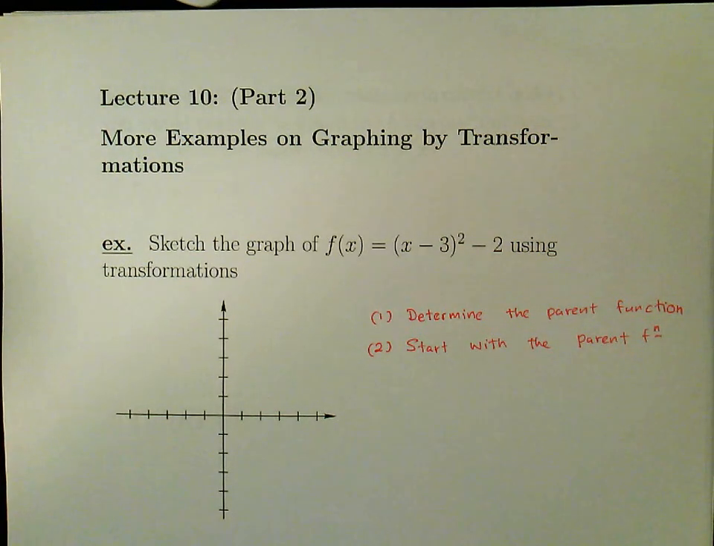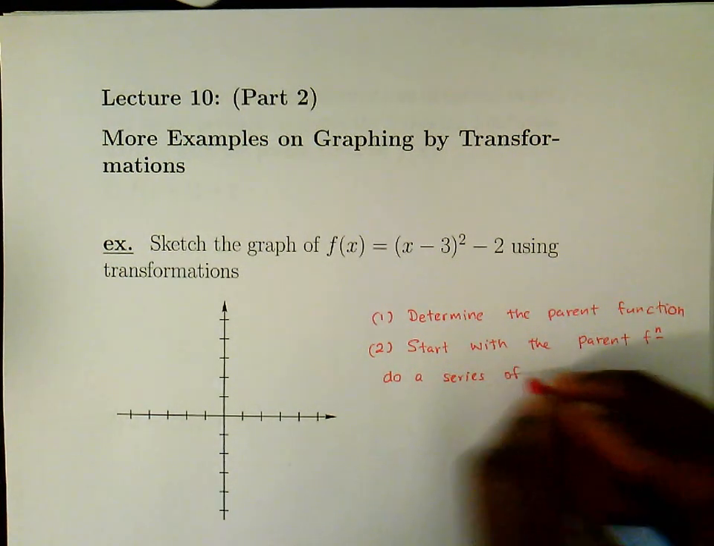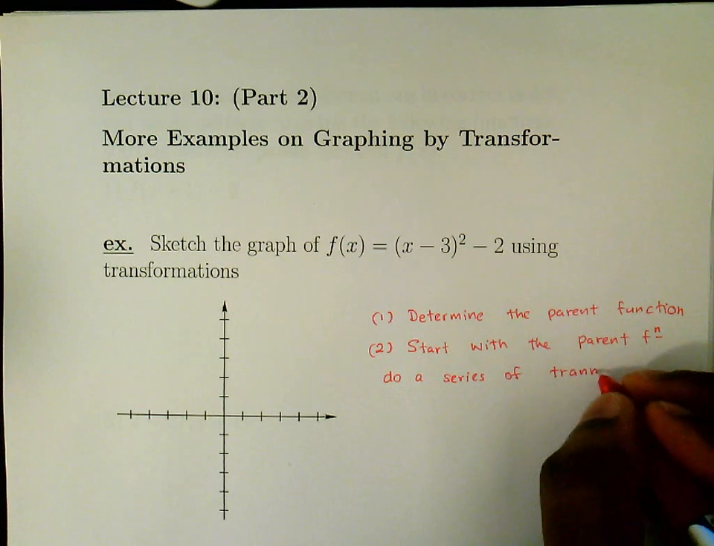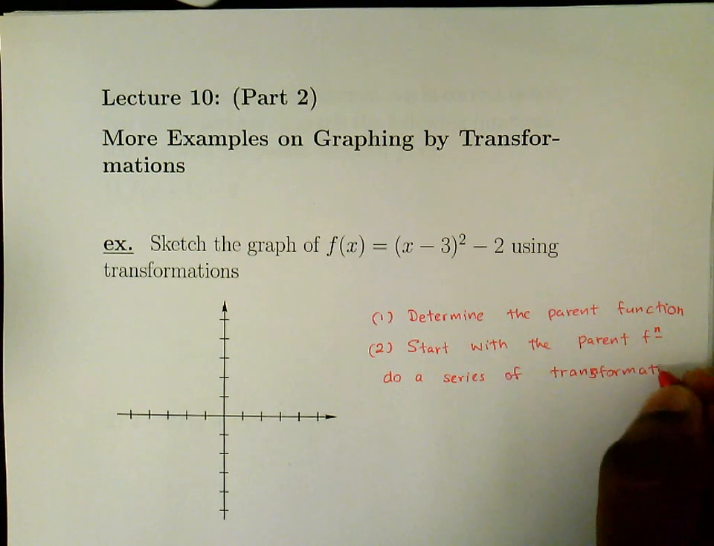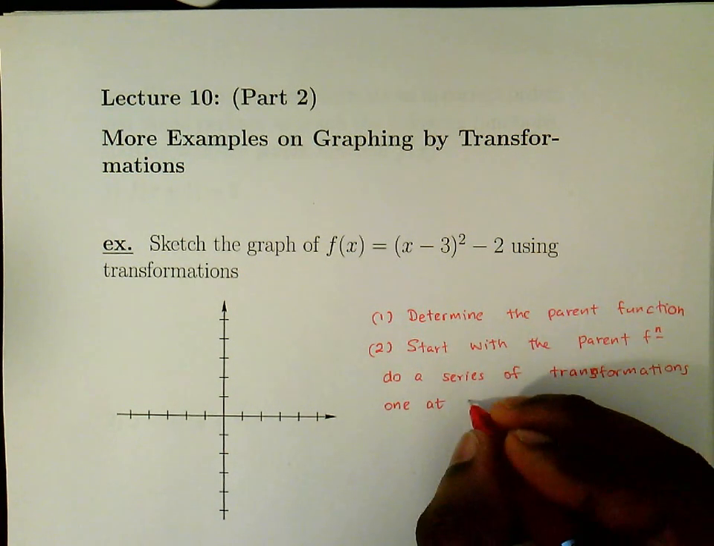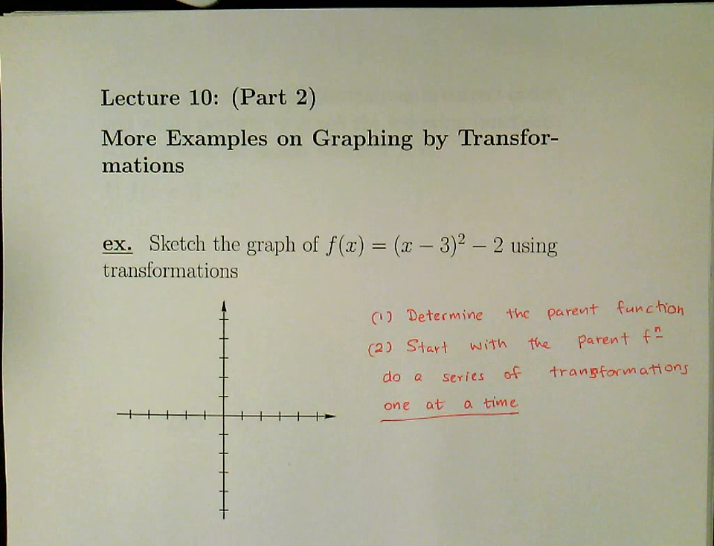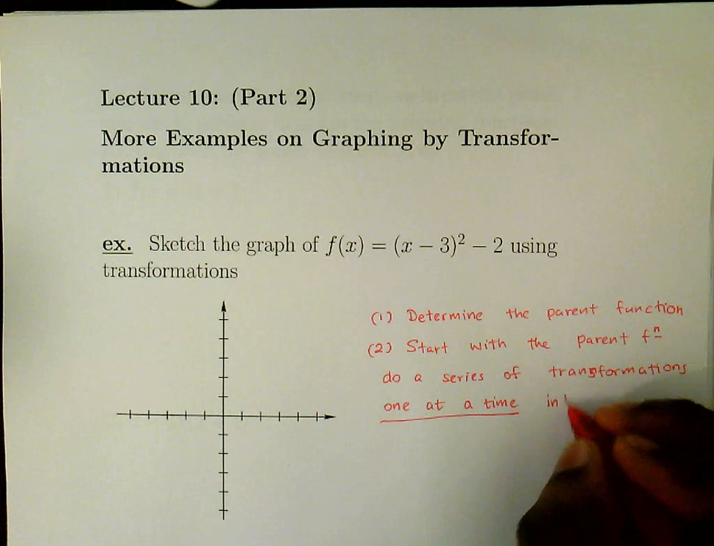Function, that's my short notation for function, and do a series of transformations one at a time. Now that's very important, because sometimes you might have to do a series that would be like 5 terms, but still you have to do it one at a time. So one transformation at a time in the following order.